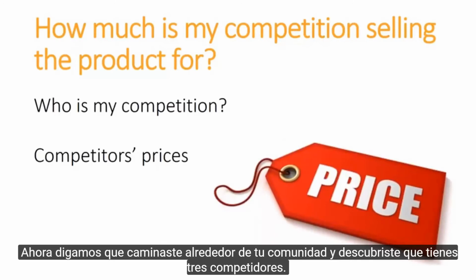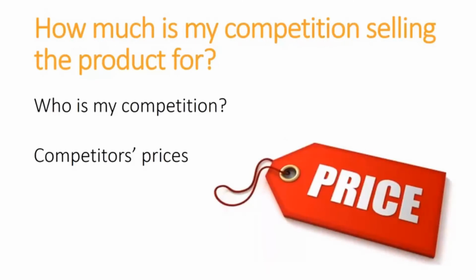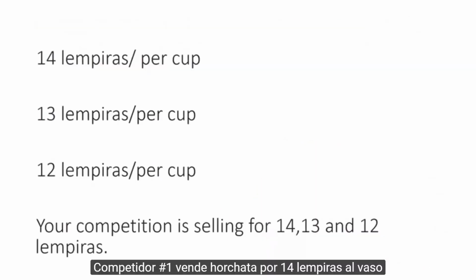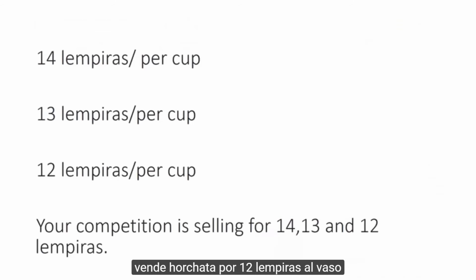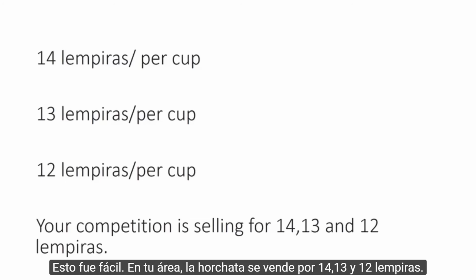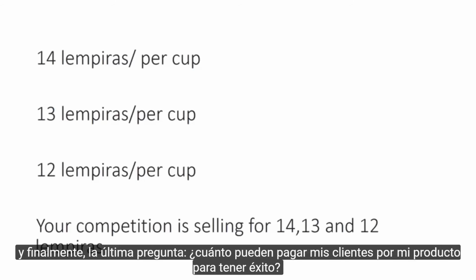Now let's say that you walk around your community and found out that you have 3 competitors. Competition number 1 is selling for 14 lempiras per cup. Competition number 2 is selling for 13 lempiras per cup. And finally, competition number 3 is selling for 12 lempiras per cup. This was easy, right? In your area, horchata is being sold for 14, 13, and 12 lempiras.